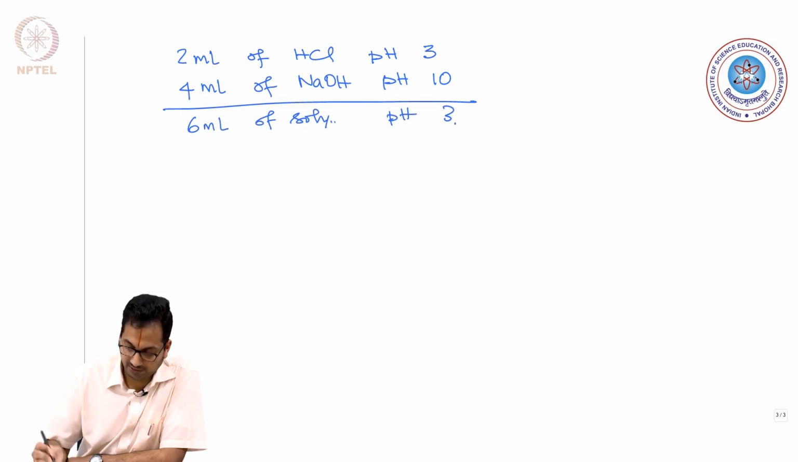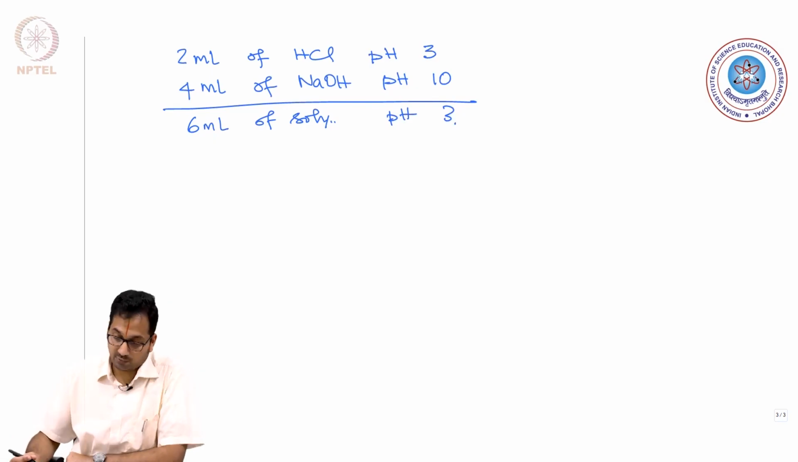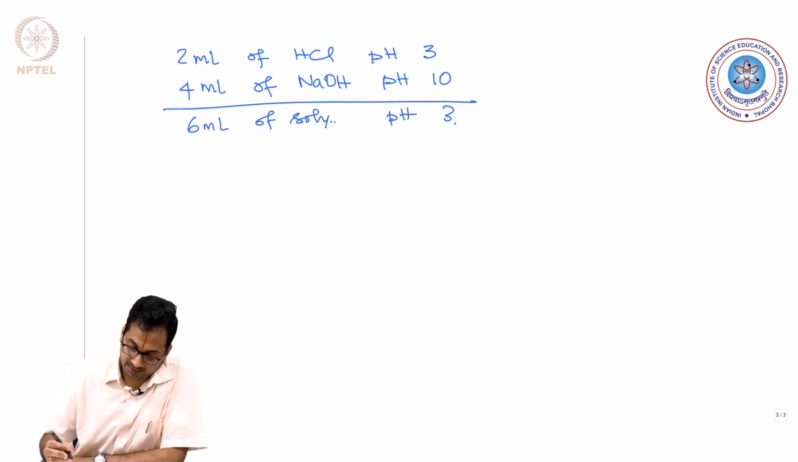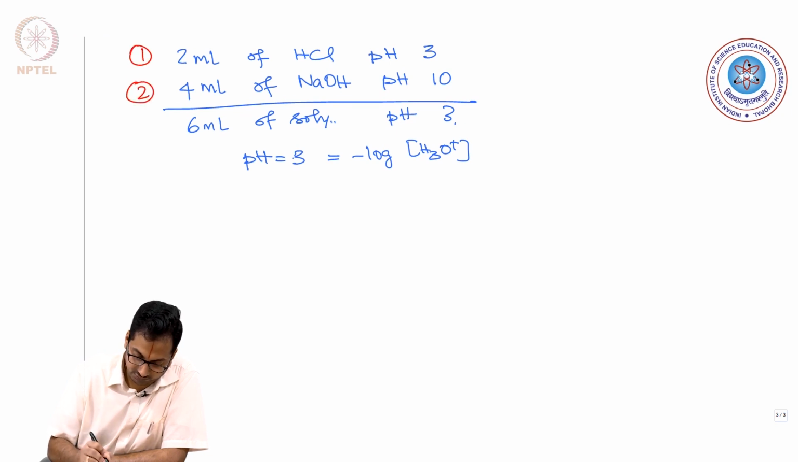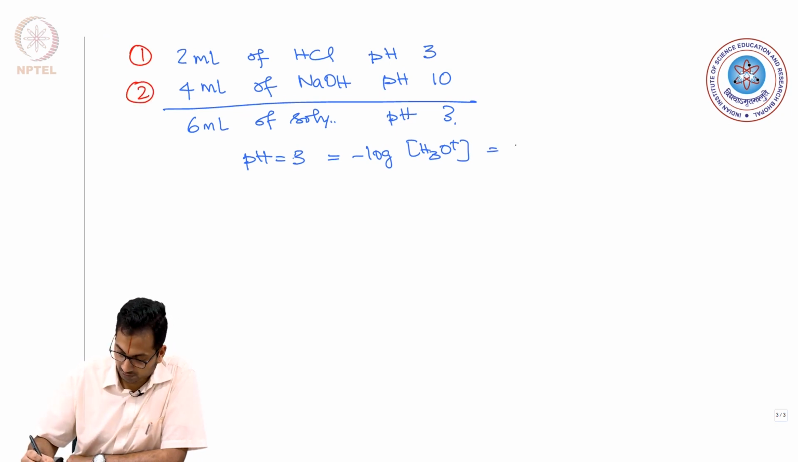What is the pH? Let us try to answer this question. So, let us take it stepwise. When you are trying to find the concentration of HCl at pH 3, pH equal to 3, assuming full dissociation, this is going to be minus log of H3O plus ions in solution 1. So, I am going to call this solution 1 and this solution 2.